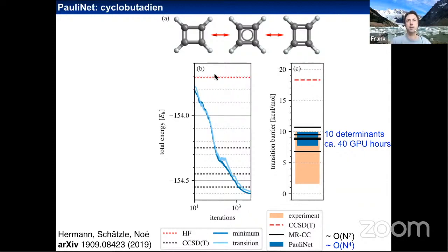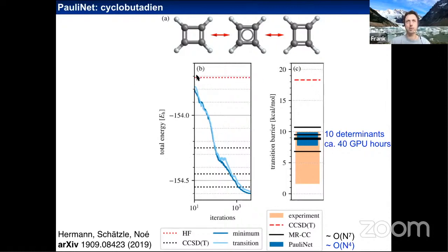So what you see here on the left is the absolute, so the total energy, the variational energy with our variational approach. It's not variational with coupled cluster, because coupled cluster is not a variational approach. So that's the total energy.